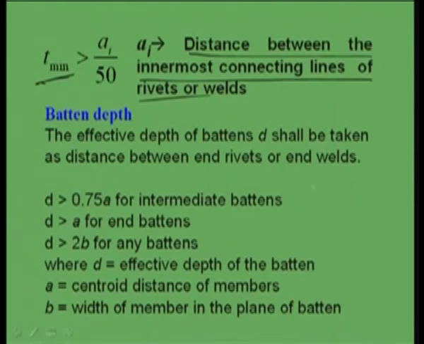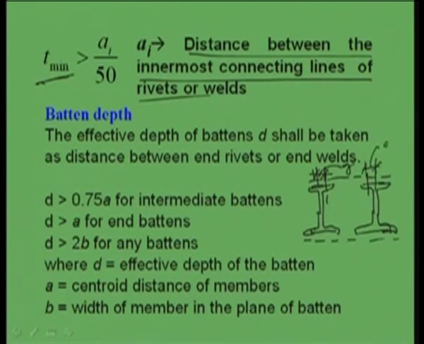That means, suppose this is an I section and this is another I section which are connected to each other through batten plates. If I see the plan, this is the rivet line, this is called gauge distance, and this is the rivet line. Now this distance is called A. So the minimum thickness of the batten should be greater than A by 50.